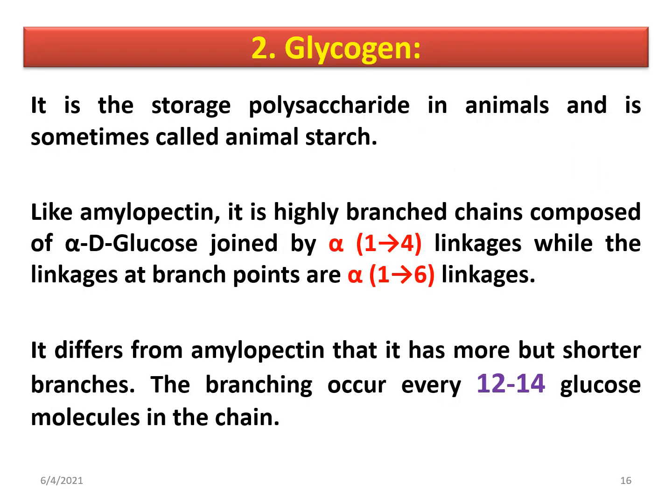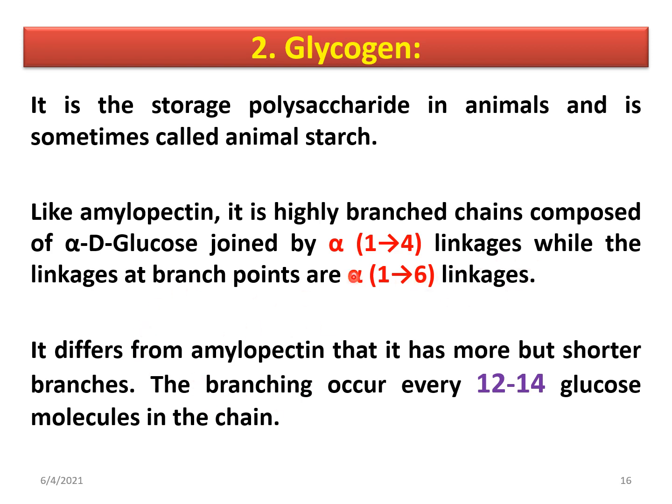The second homopolysaccharide is glycogen. It is the storage form of polysaccharide in animals, and it is sometimes called the animal starch. It is a highly branched molecule like amylopectin, composed only of alpha-D glucose molecules, also linked by alpha-1,4-O glycosidic bonds, with the branching points occurring at the alpha-1,6 glycosidic bonds.